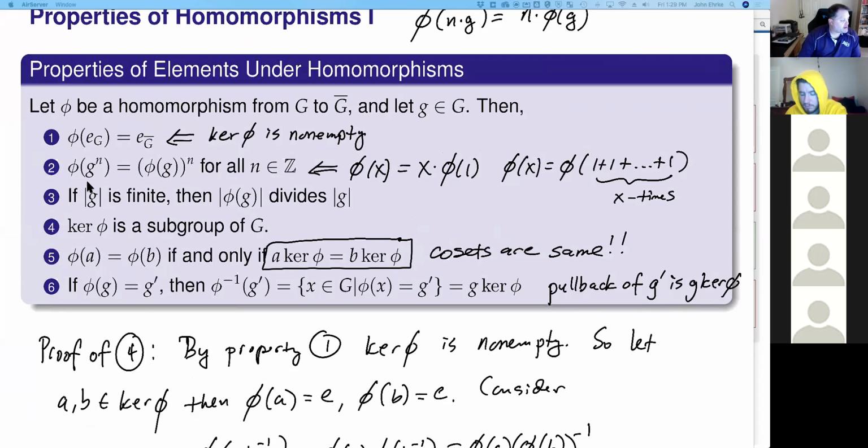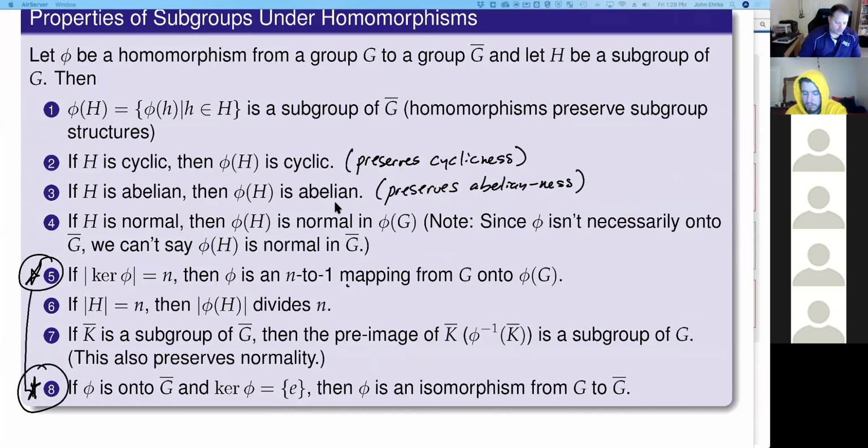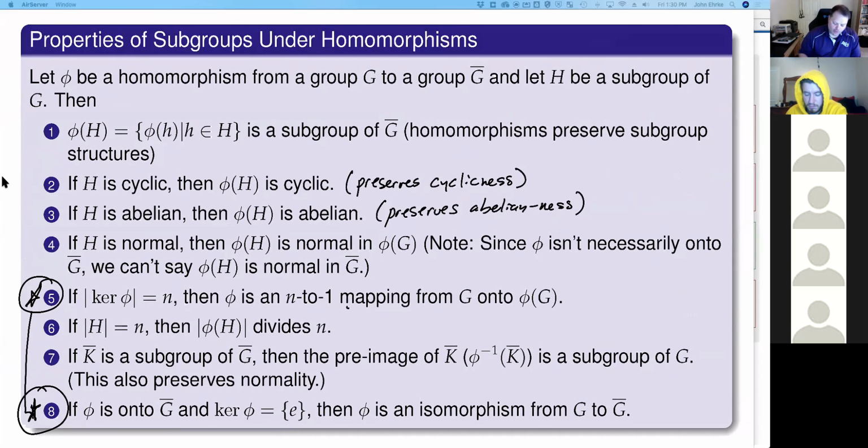Property 6 is a restatement of the element property from over here. We know that the image of an element divides the order of the element. Here, we know the image of a subgroup divides the order of the subgroup. And then 7 is the inverse version of 4. So it just says that we preserve normality in both directions. So what I want you to do, like I said, is go back and compare these to the list that we had for isomorphism and see what things are left out.